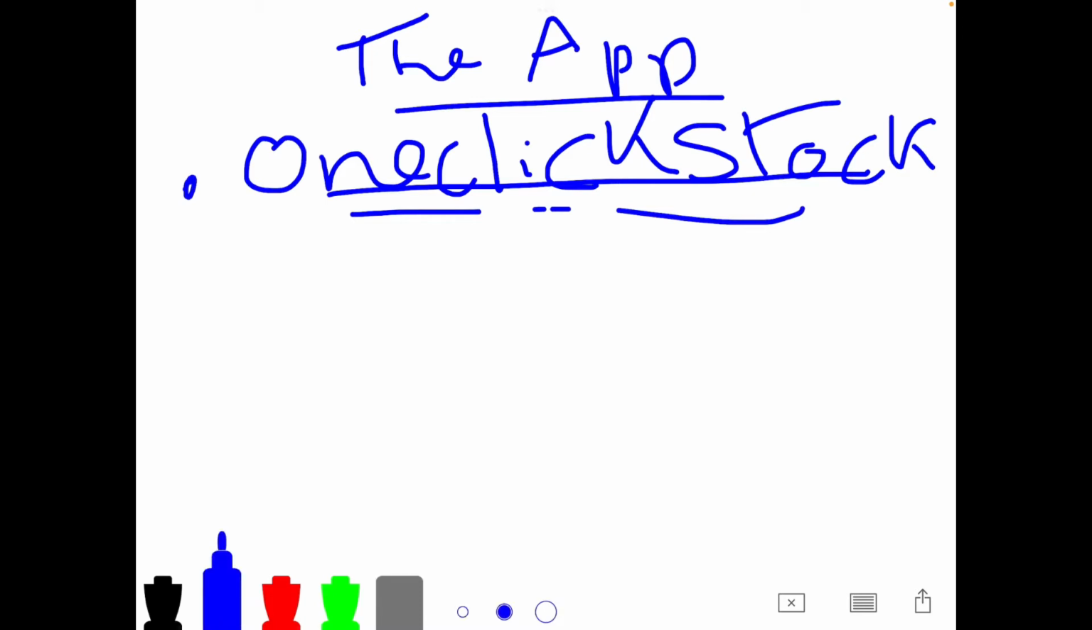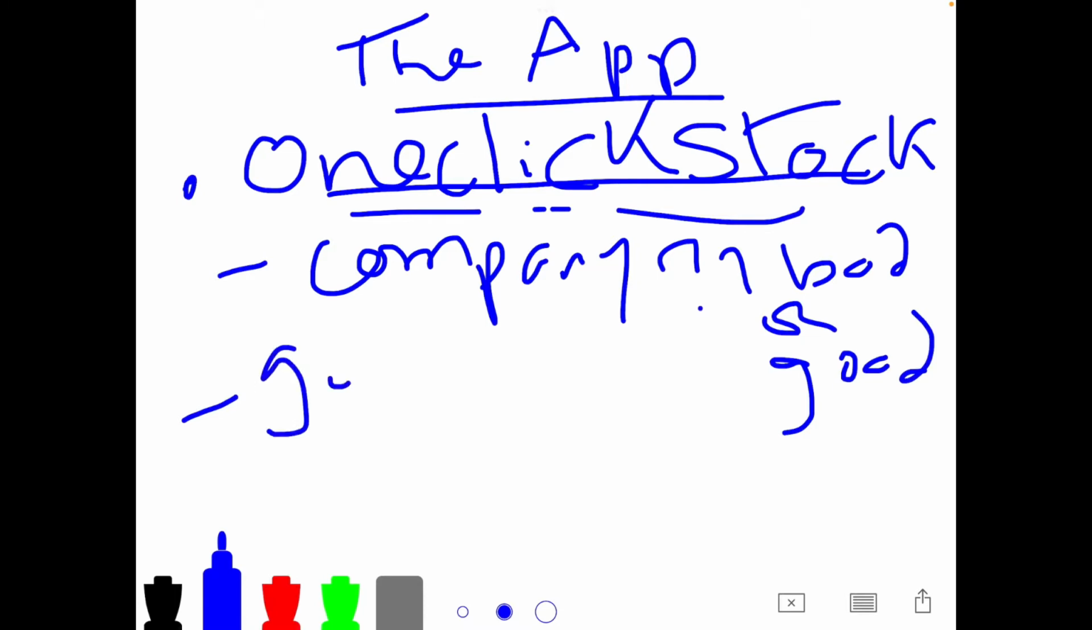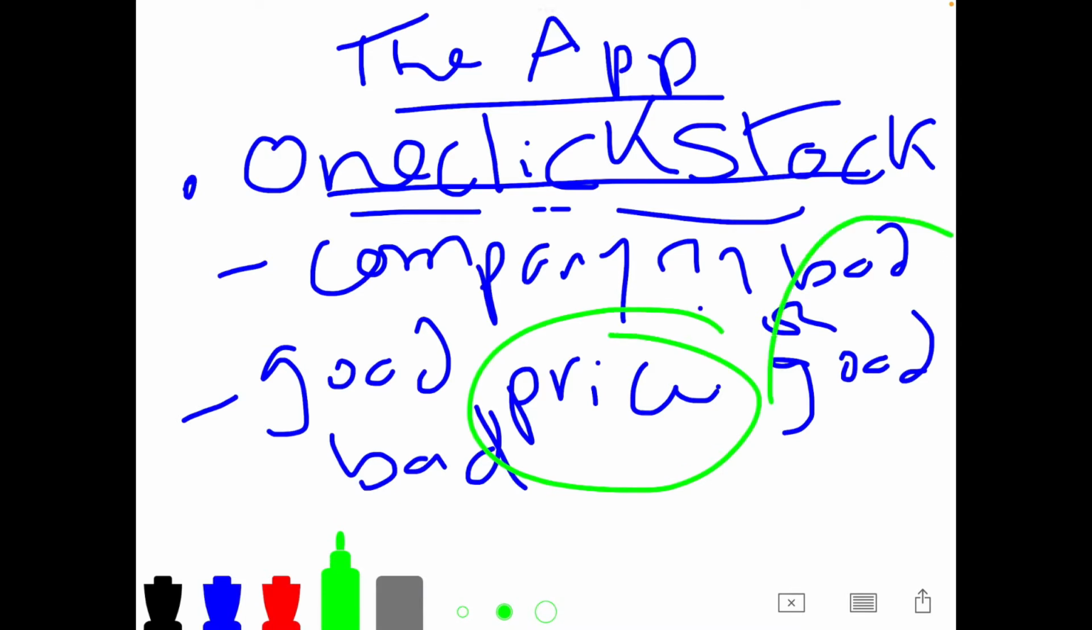First of all, there is a company concern. Is this a good company or a bad company? The second concern: let's say this is a good company. Is it a good price or a bad price? So you are concerned about the price of the company. Is it a good price or a bad price? Is it a good company or a bad company?